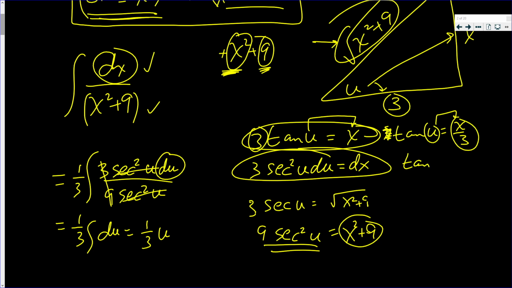And when you switch them, you have to say inverse. The tan inverse of x over 3 is u. So this answer was 1/3 u, which is 1/3 the tan inverse of x over 3 plus c, using trig substitution.